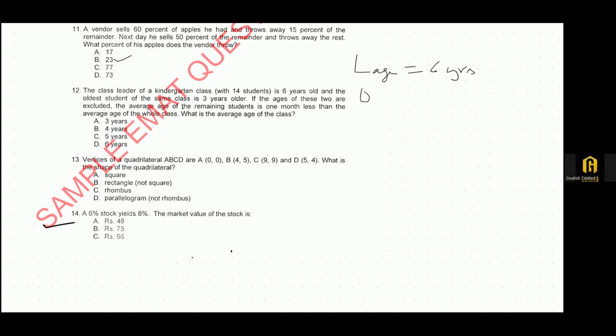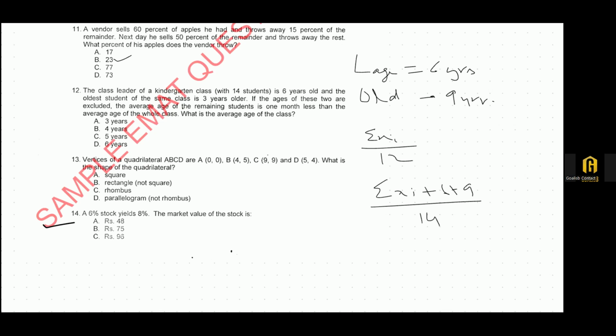If the ages of these two are excluded, then the average of the remaining students is 1 month less than the average of the whole class. So if we exclude these two, the summation of ages of the remaining 12 students upon 12 should be the average. The average of the whole class should be the age of 12 students plus 6 plus 9, this sum upon 14.